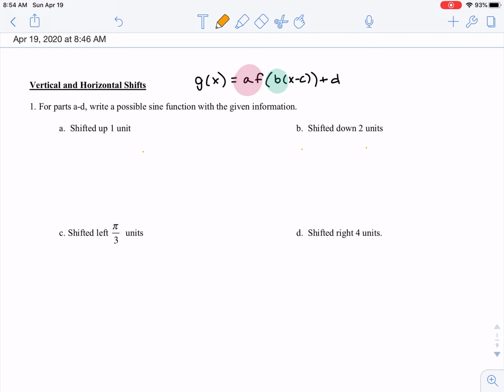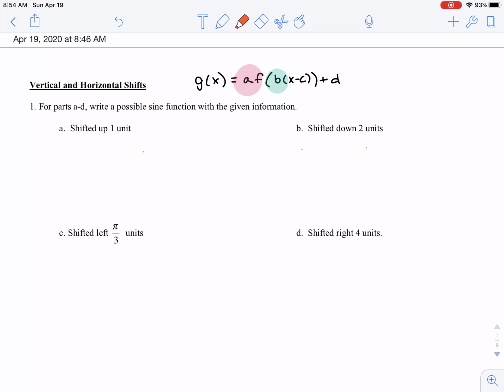We've also talked about B and how that's a horizontal stretch or compress, and how that B value, if we stretch or compress it horizontally, is going to affect our period, which is the length of one cycle. And today we're going to talk about C and D.